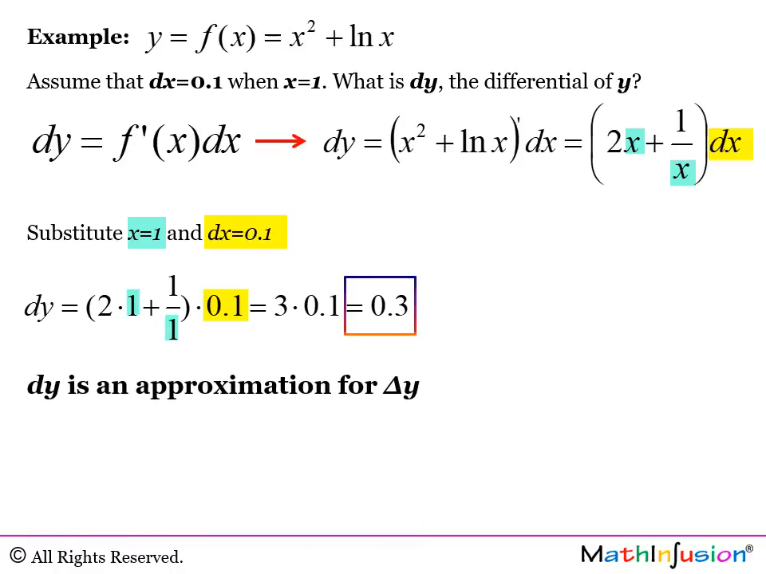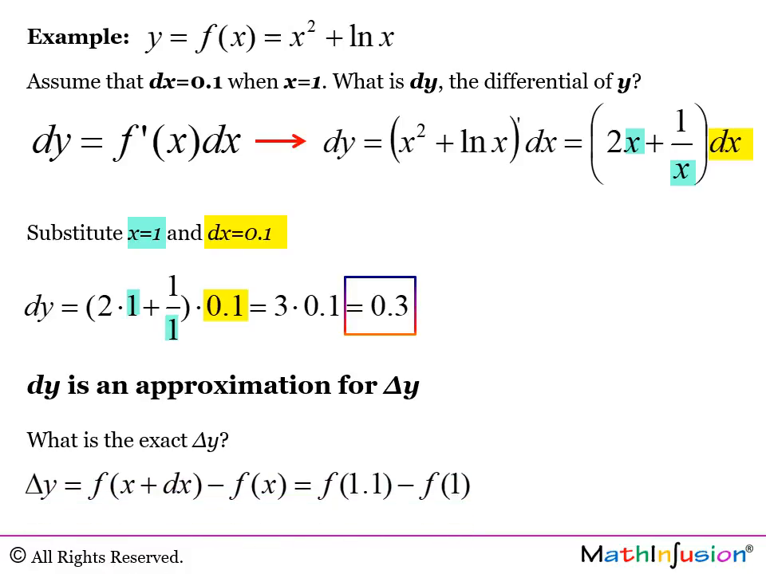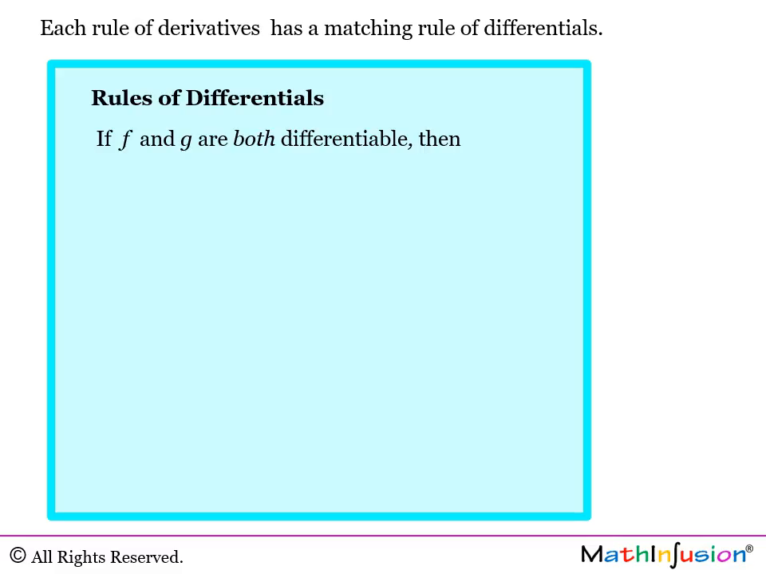dy is only an approximation for the real change, which is delta y. What is the exact delta y? I will write an expression, but I don't think we'd like to evaluate this one. It's the value of the function after the change. x was 1 and dx was 0.1, which means that f of x plus dx is f of 1.1, and f of x is f of 1.